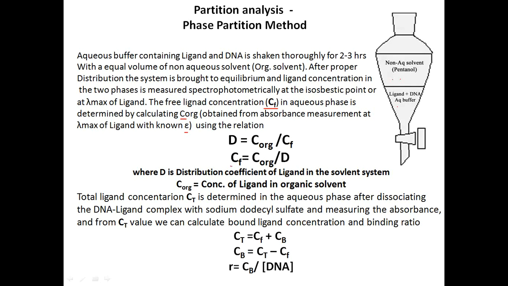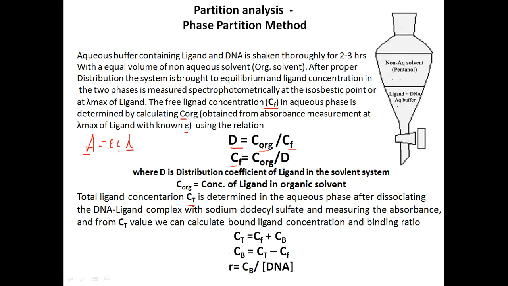So you can determine CF if you determine C organic using the A is equal to epsilon C equation. From the absorbance, you know the epsilon value, the path length is unity, so you can get the concentration. That concentration is related to C organic. You know the distribution coefficient of the ligand that you have used. So based upon that, the CF value is calculated, where D is the distribution coefficient of the ligand in the solvent system, and C organic is the concentration of the ligand in the organic solvent. So the total ligand concentration, that is the CT. How is CT determined?